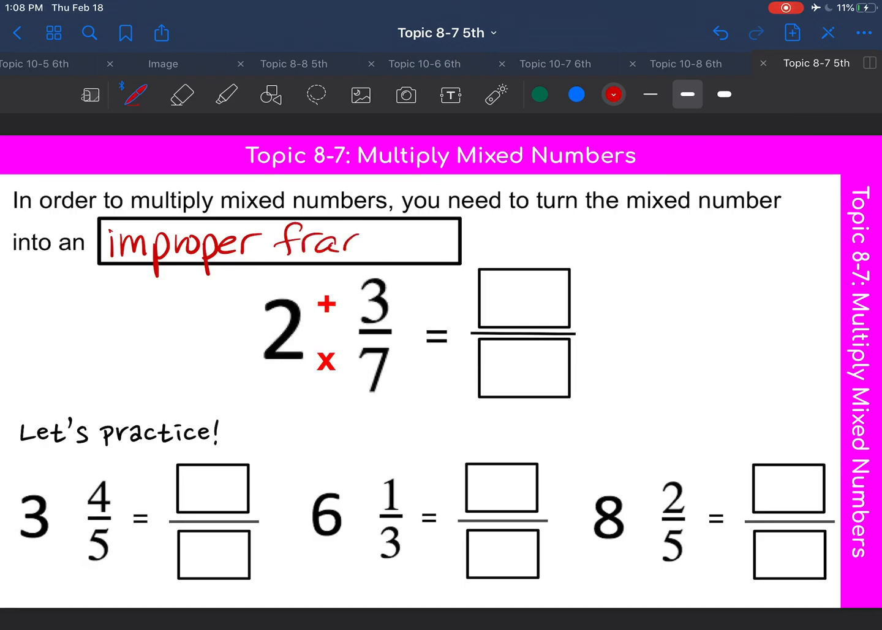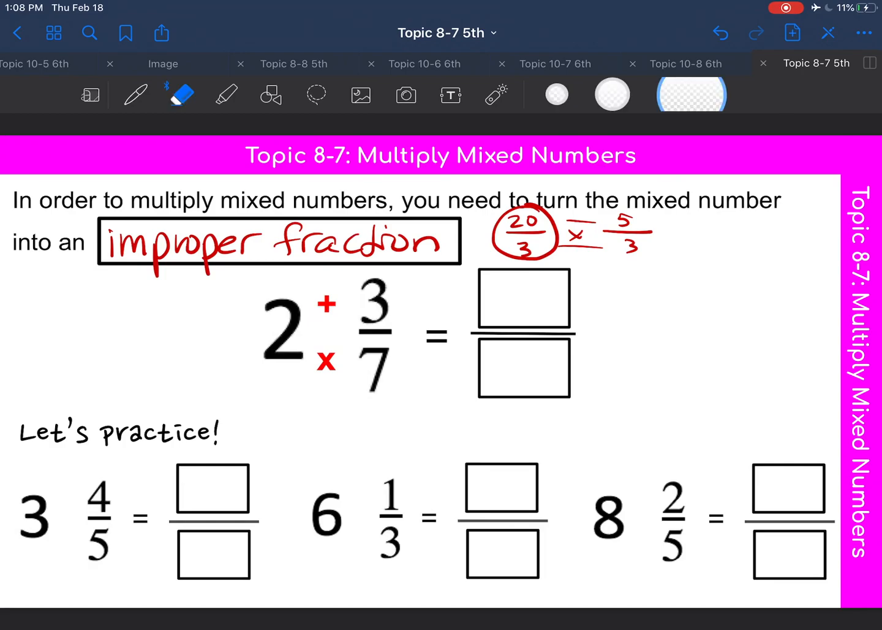fraction. And if you're unsure about what an improper fraction is, or if you forget what that is, an improper fraction is basically just when the numerator is greater than the denominator. This is an example of an improper fraction. And the reason why we make mixed numbers into improper fractions is so that we still have two fractions that we can just easily multiply across.